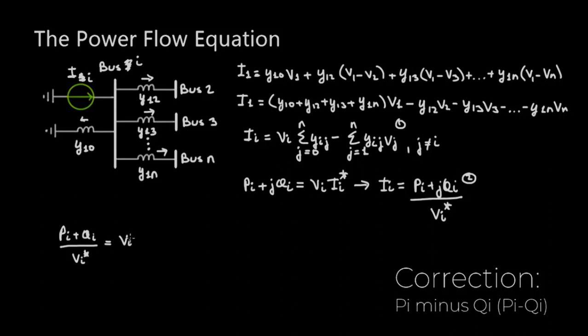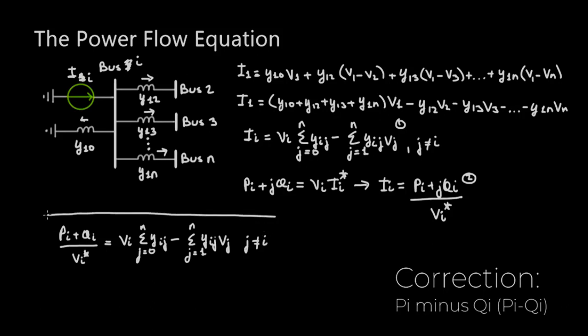So Vi times the summation from j equals 0 to n of Yij, minus the summation from j equals 1 to n of Yij times Vj, where j cannot be equal to 1, or rather cannot be equal to I. And so this right here is the general expression for the power flow equation.